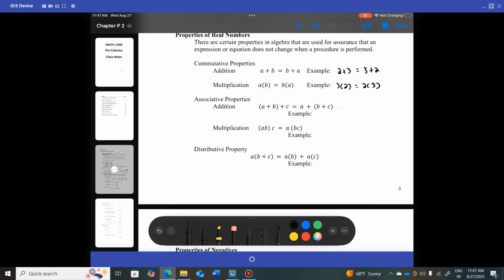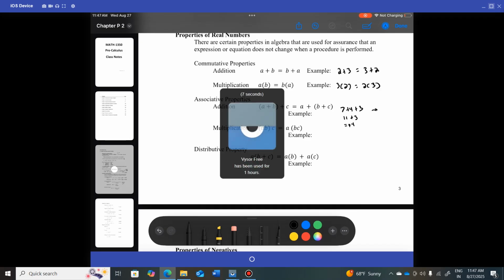The associative properties adds in a third term to it. So if we have 3 different numbers, it doesn't matter which ones we add first. So 7 plus 4 plus 3. We can add the 7 and the 4 first and get 11 plus 3 is 14. Or we can have the 4 and 3 first and get 7 plus 7 is 14.